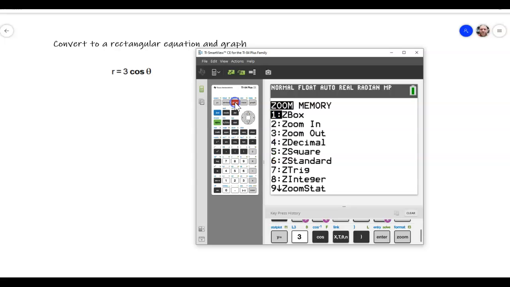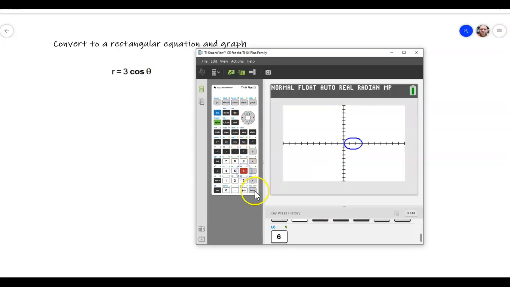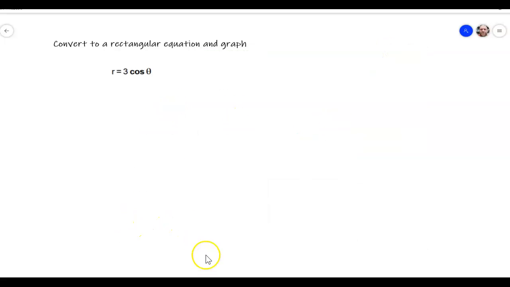And let's do a standard zoom here, 6. We can see that it just looks like a circle here. It looks like it's got a center right about 3/2, 0, and a radius of about 1.5, something like that. So that's what it looks like. So let's go ahead and put this into standard form. That's going to be the harder part, and then see about graphing it there.